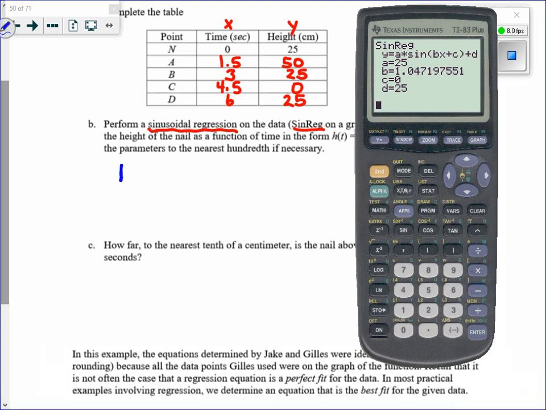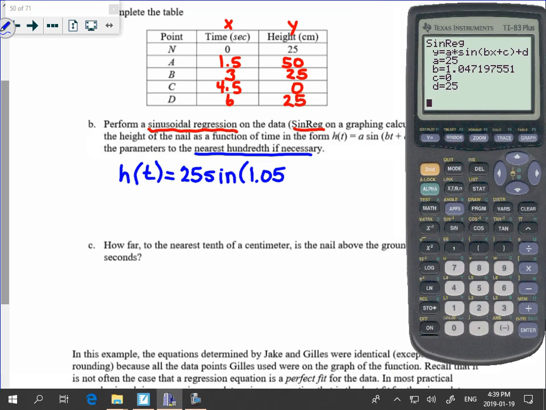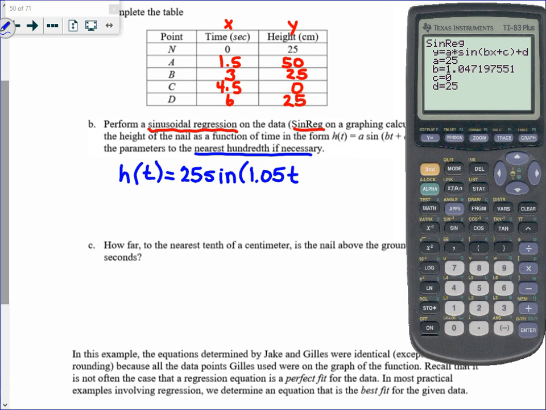And so then he would just write, okay, the height as a function of time is, his A is 25, sine, bracket, his B is 1.05 if you round it to the nearest hundredth, which is what the question asked us to do. And that's times x, or t in this case, because our x-axis is our time, plus 25. Which is exactly the same thing that his friend Jake got, the exact same equation when he did it.